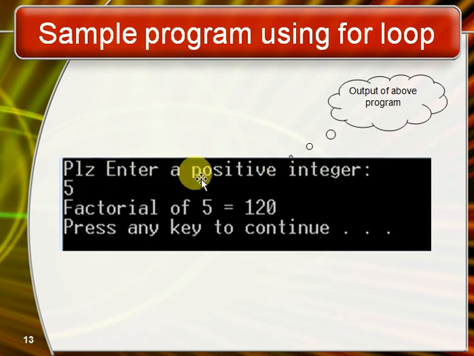You can use any message of your own choice. That message must be a related message. Please enter a positive number. The user has entered the number 5, and the factorial of 5 is calculated within the body of the for loop. It's a user defined text message: factorial of the user defined number, that is 5, is the resultant value, and the resultant value is factorial of 5 is 120.